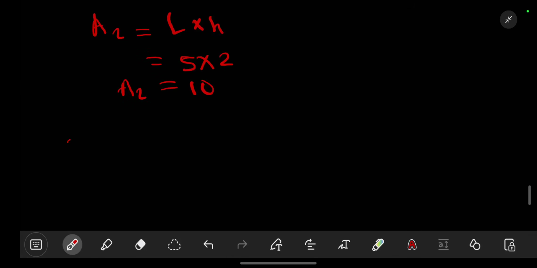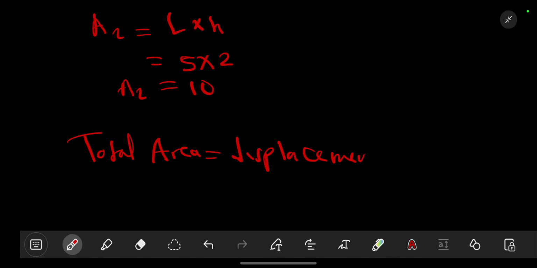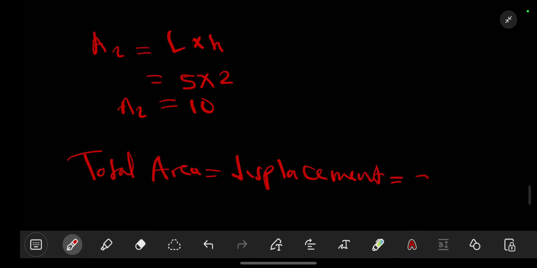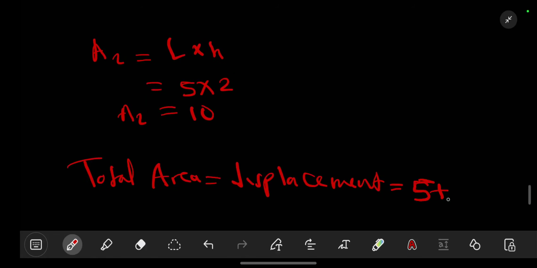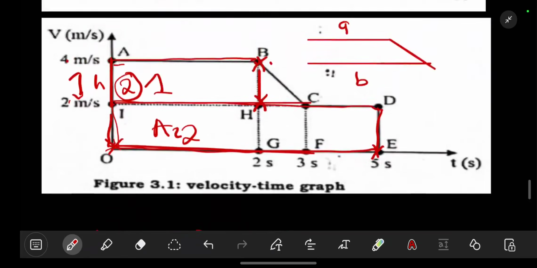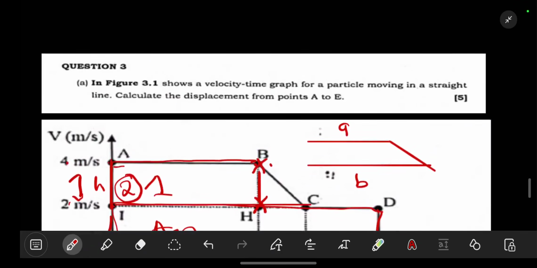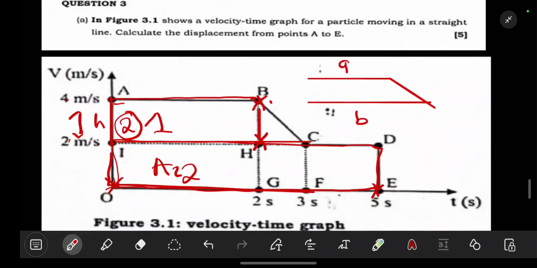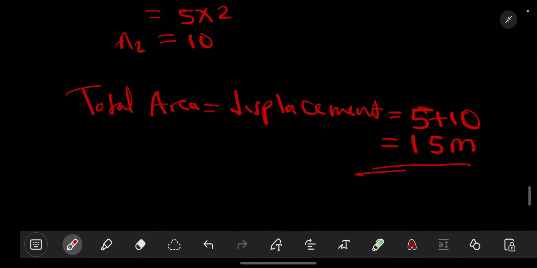Then to find the total area, which is equal to the displacement, we are just going to add our 5 plus our 10, which is going to give us 15 meters. Since it's in meters per second, the displacement will be 15 meters like that.